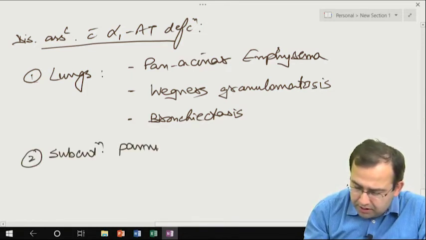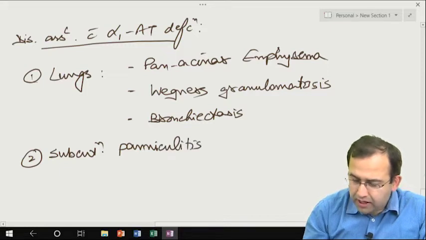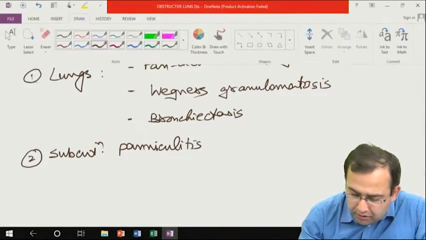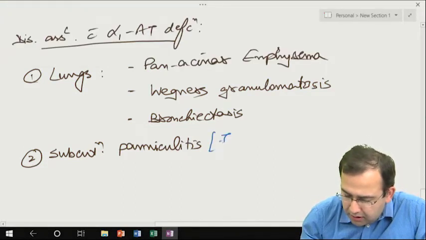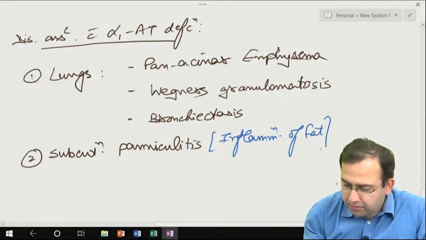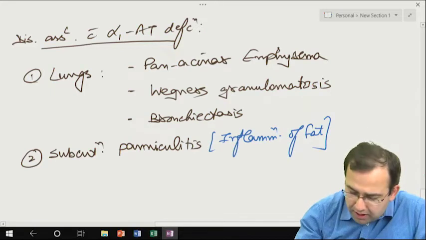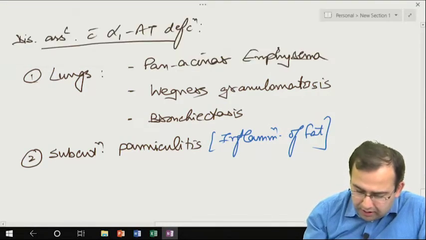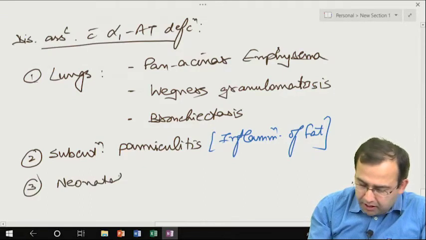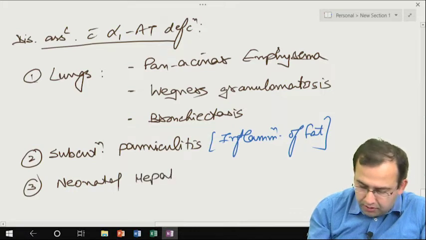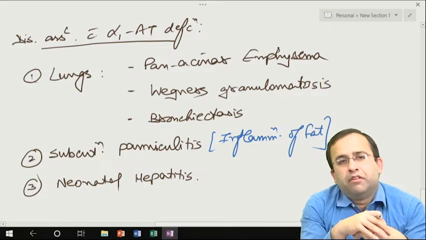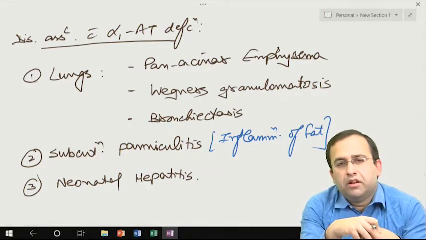This is the same slide, no difference. Panniculitis, itis is inflammation. Panniculitis is inflammation of fat, so inflammation of fat in the subcutaneous tissue. Subcutaneous panniculitis. And lastly, it is also associated with neonatal hepatitis. This is alpha 1 antitrypsin deficiency.